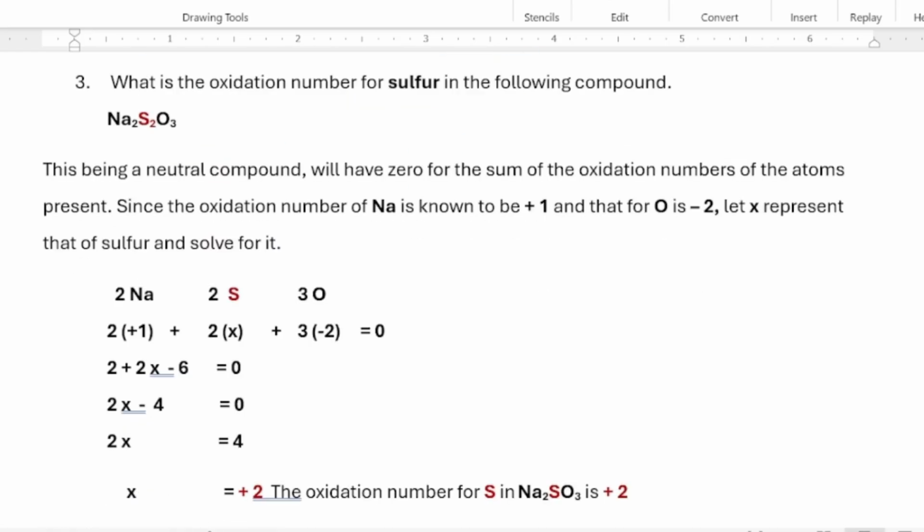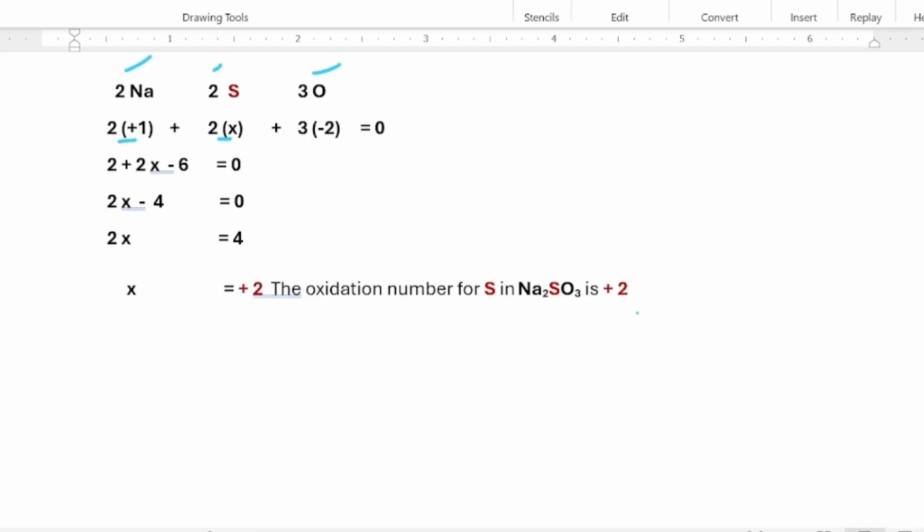We must now define the oxidation number for sulfur in sodium thiosulfate. Again, it's a neutral compound. We know this with standard valence. Let X be that for sulfur, and solve for it. We're having 2 sodium, 2 sulfurs, 3 oxygen. We know what sodium is, positive 1. That's going to be 2X here, and that's going to be 3 times negative 2. Doing the math, we end up with positive 2 plus 2X minus 6 is equal to 0. So 2X minus 4 is equal to 0. 2X is equal to 4. Therefore, X must be equal to positive 2. So the oxidation number of sulfur in here is positive 2.